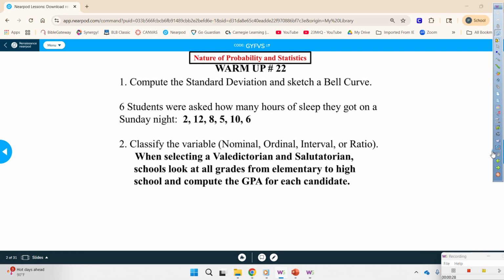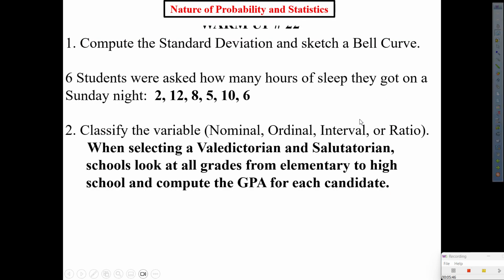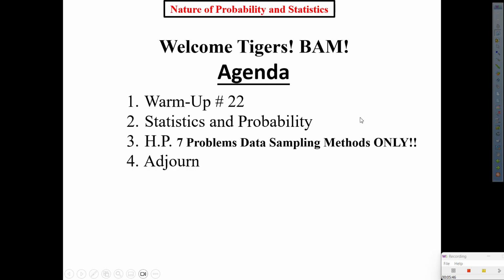All right, let's move on. Send me your warm-up, please. And copy the agenda. Warm-up number 22 is done. We're in the middle of statistics and probability. Tonight's home play is 7 problem data sampling methods. Today we are moving on.